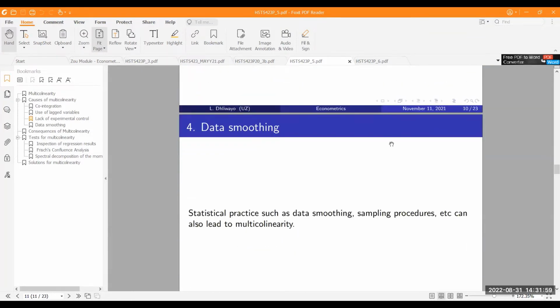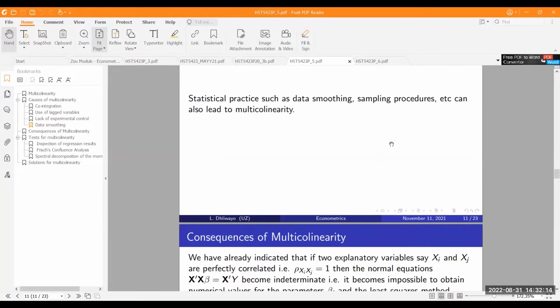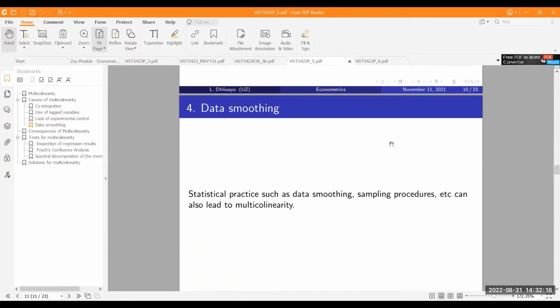Data smoothing. That's number four. Statistical practices such as data smoothing, that is sampling procedures, etc., can also lead to multicollinearity. So these are the four causes. There are more, but for the purpose of this course, I just gave you four.